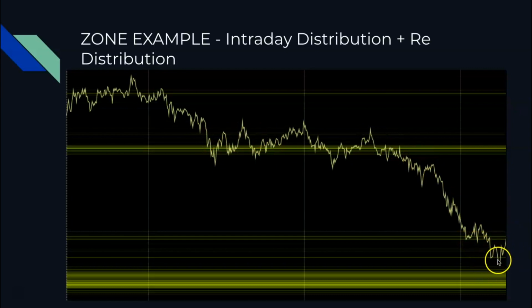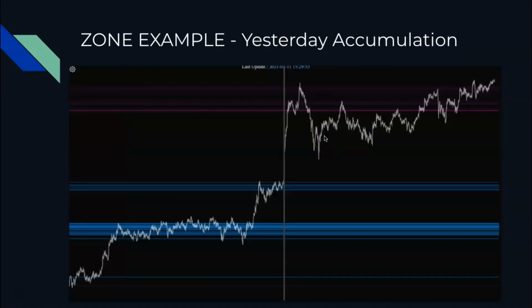Here again they may do accumulation or again do the redistribution and push the price down. So let us look at the next example. This vertical ash color line you are seeing separates the data of yesterday from today. Before that is the data of yesterday, and after that is the data of today.